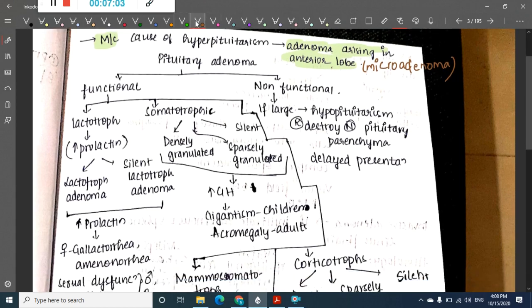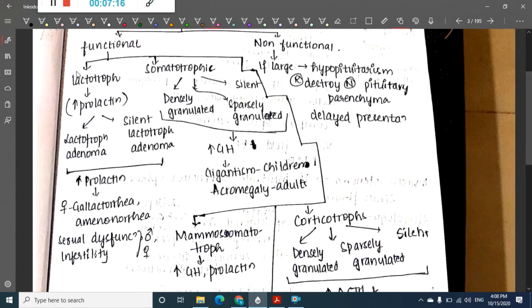Then if you see pituitary adenoma, which we are talking about, this can be either functional pituitary adenoma, and we also have non-functional pituitary adenoma. In functional pituitary adenoma, this can be due to lactotrophs where there is increased prolactin. Okay, this can be lactotroph adenoma, or there can be silent lactotroph adenoma also. Both these will increase prolactin. Whenever there is increased prolactin, in females it causes galactorrhea and amenorrhea, whereas in males it causes sexual dysfunction and infertility.